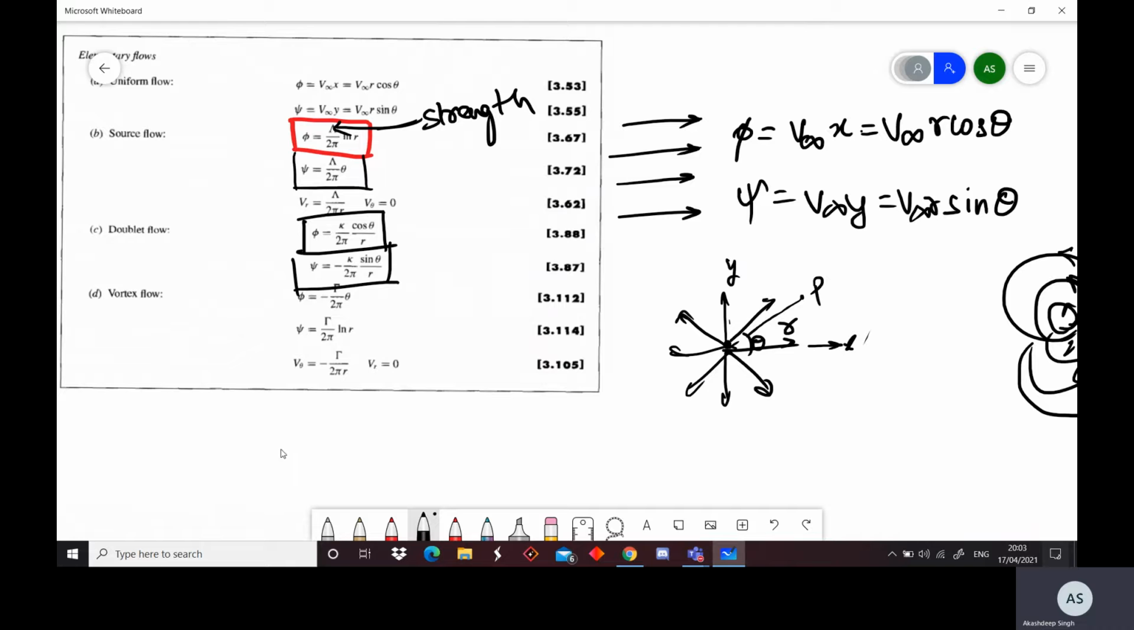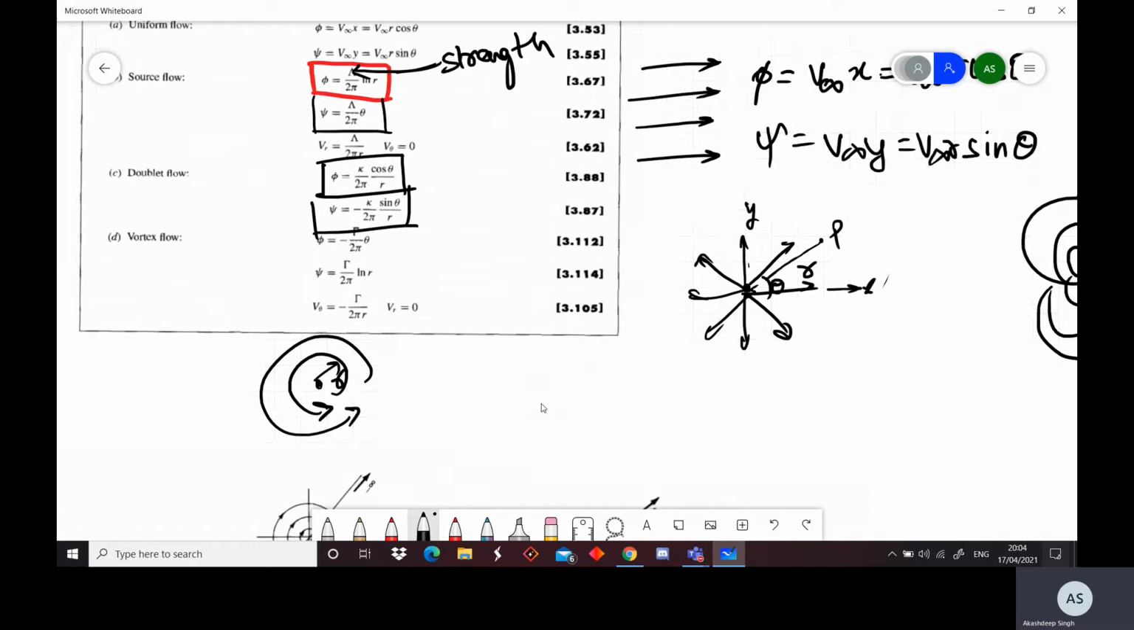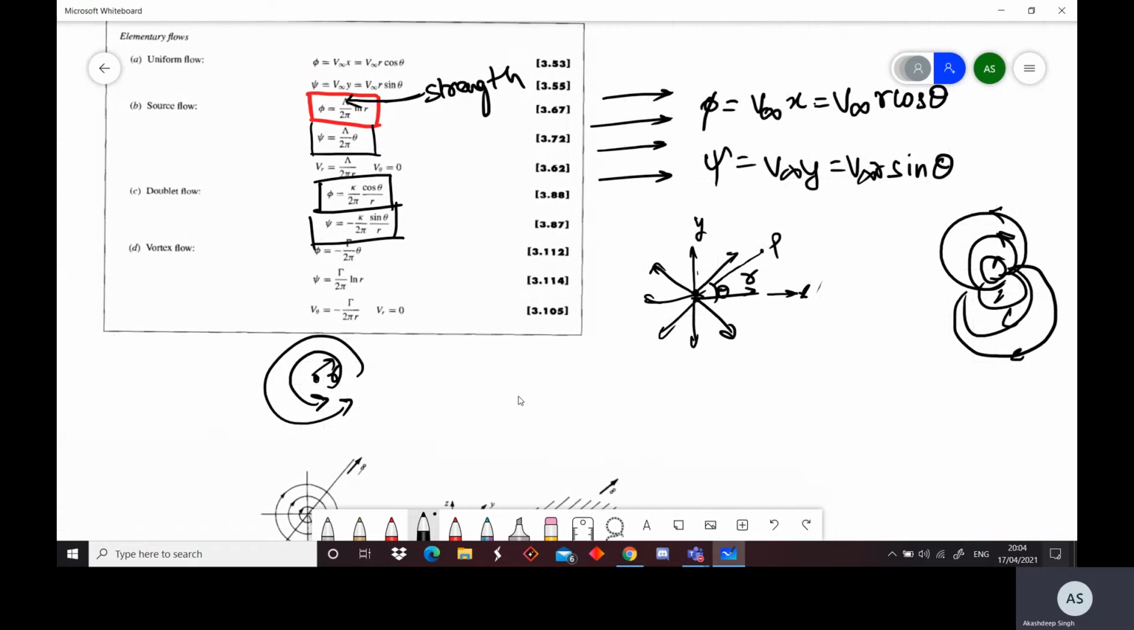And finally for vortex flow, this is the point, and this is the flow at a distance r, for example. In this we have this capital gamma. Circulation is also represented by the same variable. Again we have the stream function, and in this case we have the radial and tangential velocity. So with this we have defined the elementary flows and recapped them.